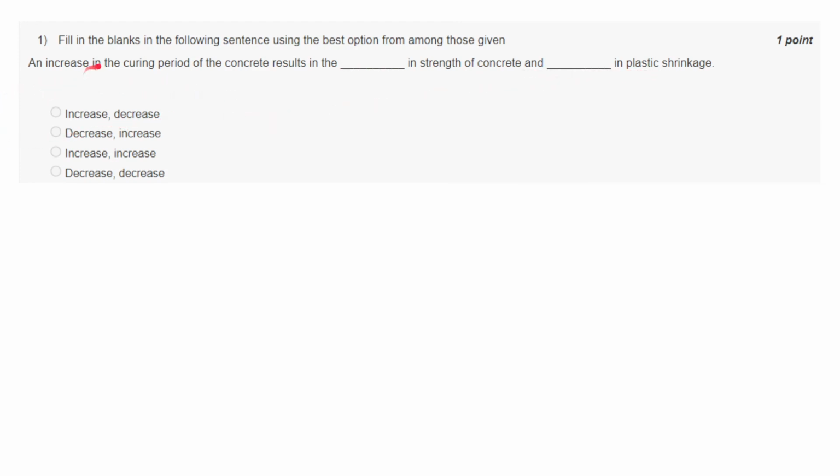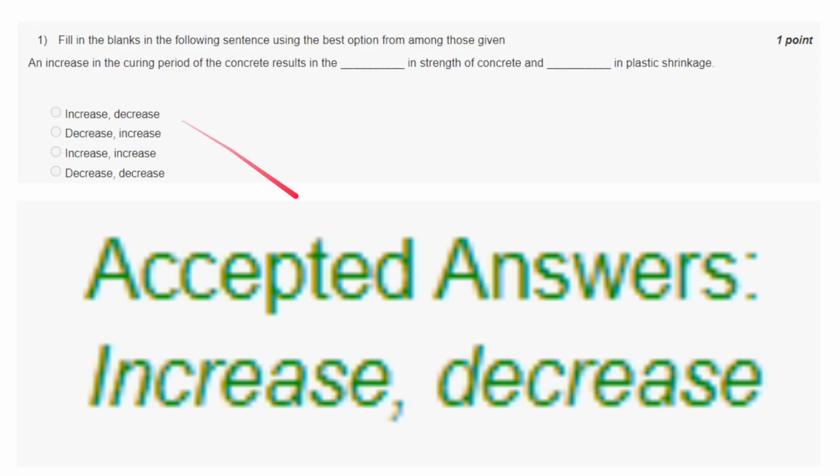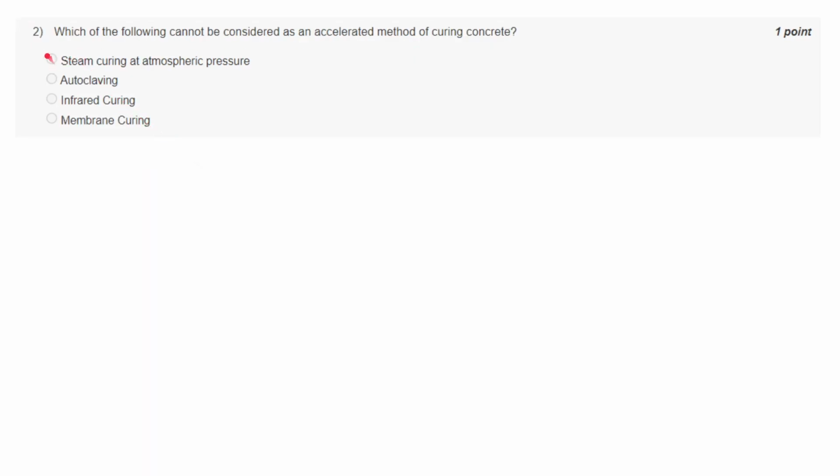As we know, an increase in the curing period will result in an increase in strength, because the more the curing, the more the hydration, and if the hydration is done, those spaces will be filled in, and that will result in lesser plastic shrinkage, so a decrease. So it will be an increase in strength and a decrease in plastic shrinkage. Let us go to the second question.